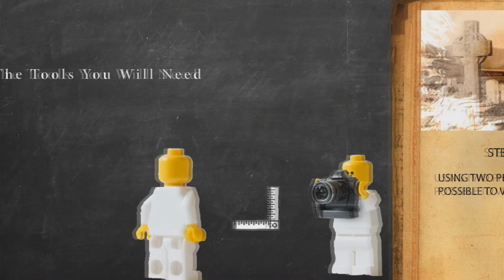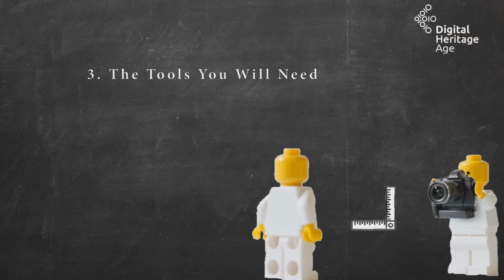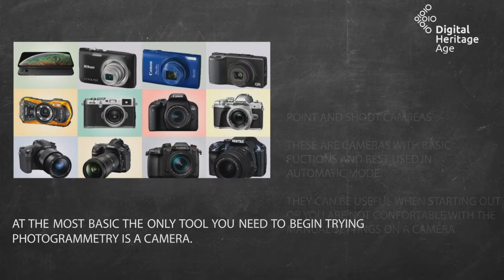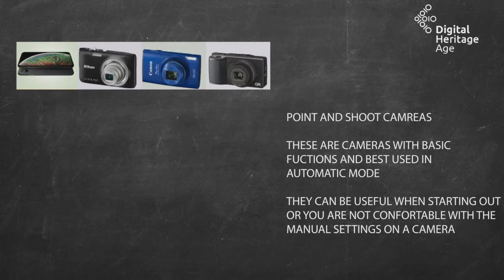So what are the basic tools that you're going to need for photogrammetry? Well, at the most fundamental, what you're going to need is a camera. There's lots of different models of cameras, lots of different styles of cameras, everything from your phone camera to high-end, powerful digital SLR cameras. So the point and shoot camera, these are cameras with basic functions, and they're used in automatic mode. And like I said, they're everything from your mobile phone to the cameras that you might bring on a night out. And they can be very useful when you're starting out, so you're not comfortable with the manual settings that you'll find on higher ranges of cameras.